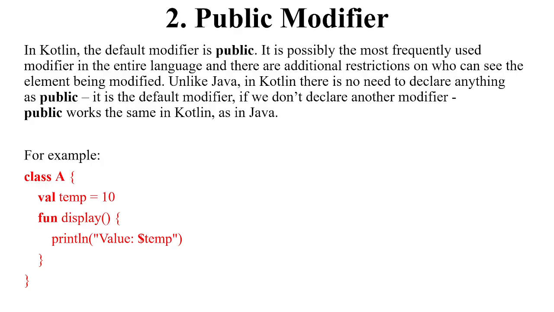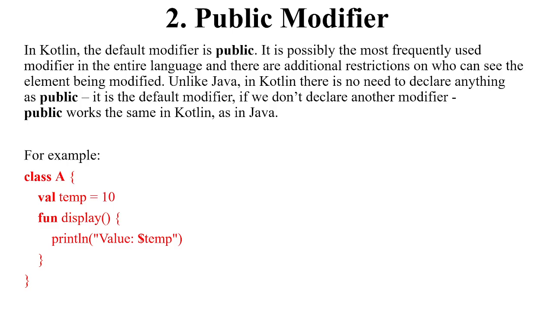Now public modifiers in Kotlin. The public modifier is the default modifier. It is possibly the most frequently used modifier in the entire language, and there are no additional restrictions on who can see the element being modified. So even if we declare it or do not declare it, our modifier will be public.